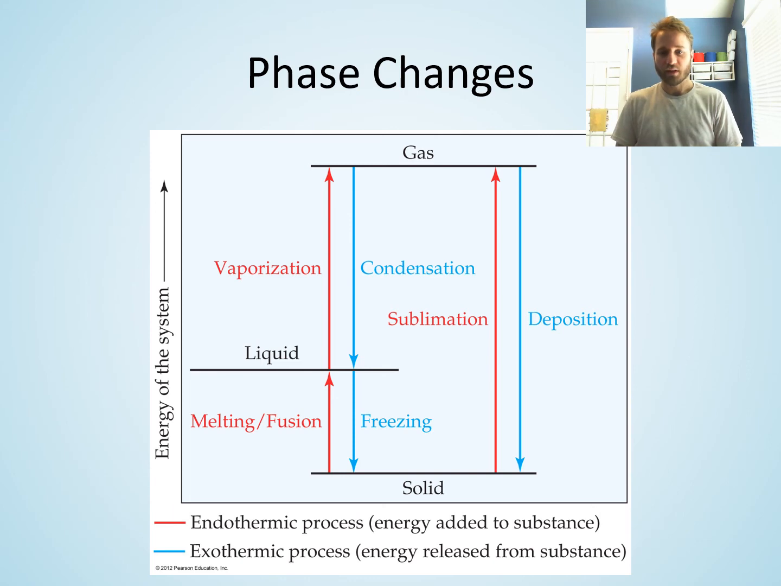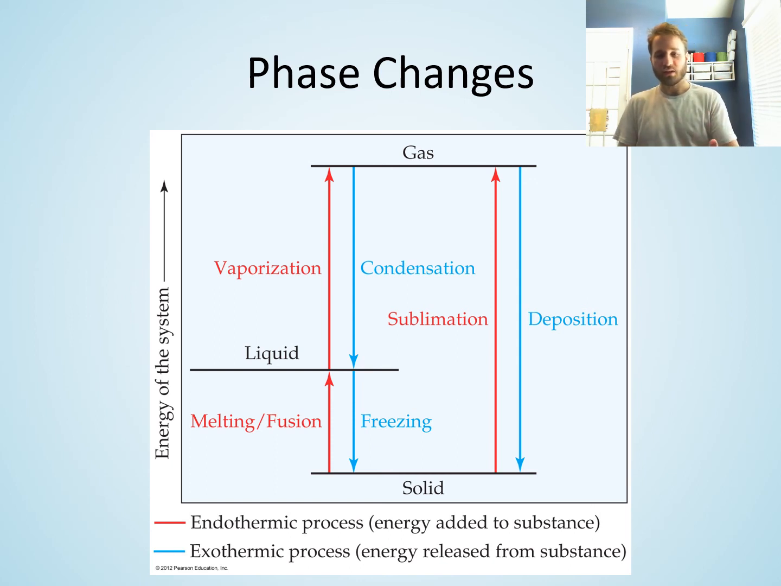You can have sublimation, going from a solid to a gas. Carbon dioxide, dry ice, does that at room temperature. You have vaporization, liquid to a gas, and condensation, gas to liquid. So there's a bunch of different types of phase changes that can occur.